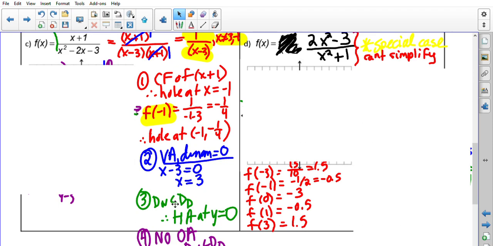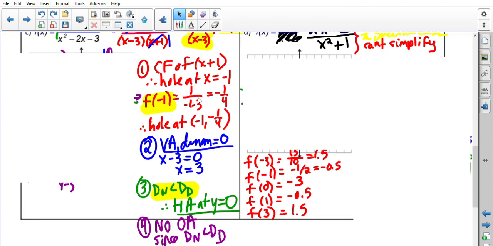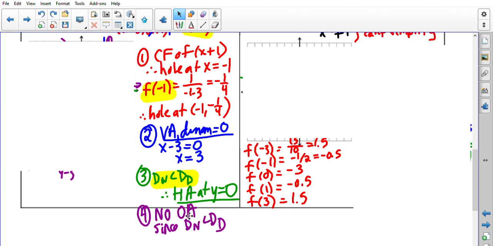Next up, horizontal asymptotes. We also have that. So because the degree of the numerator in the simplified form, always looking at the simplified form, the degree of the numerator is less than that of the denominator, means that we have a horizontal asymptote at y equals 0. So those are 3 key graphical features we just got. And we know there's no oblique asymptote because there is a horizontal one. Right, and you can't have both. It has to be one or the other.